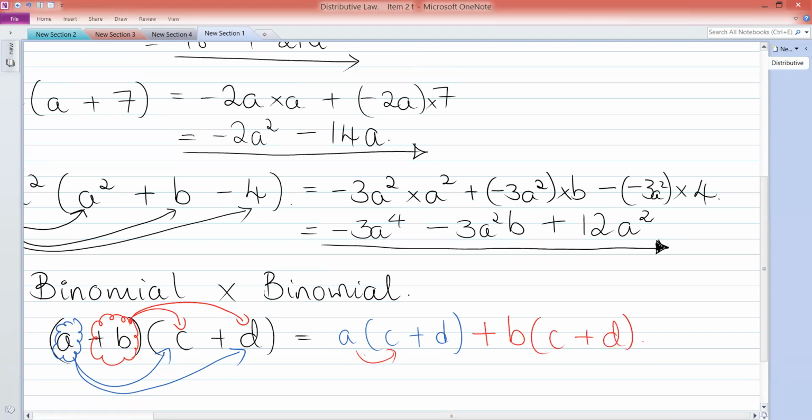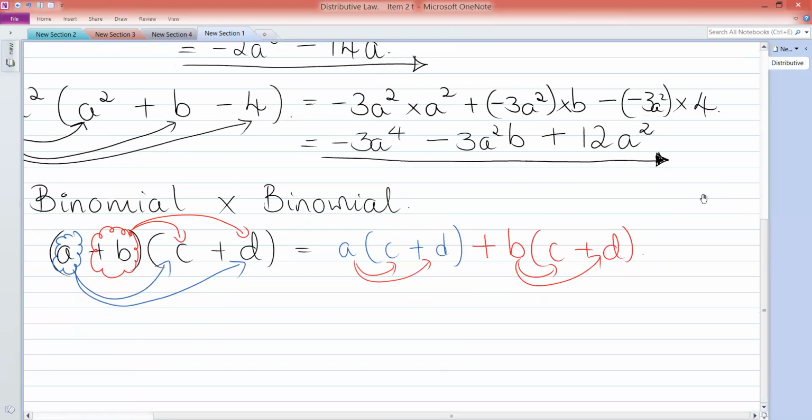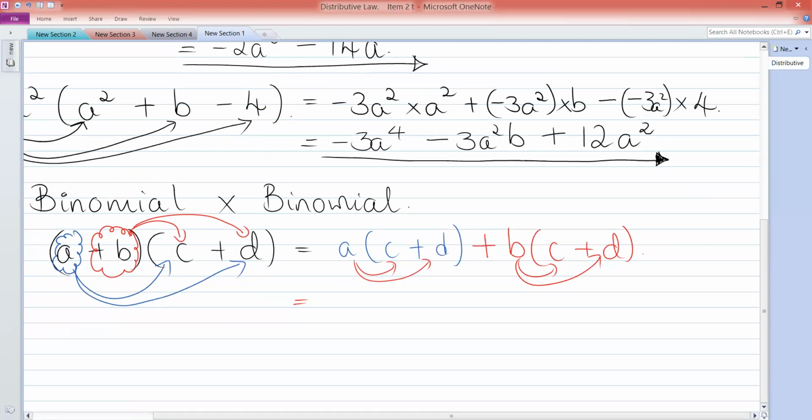Okay, so can you see this is just our normal distribution now, just that we have two terms. So A times C, that's AC. A times D, plus AD, plus BC, plus BD. Okay. We leave it like that.